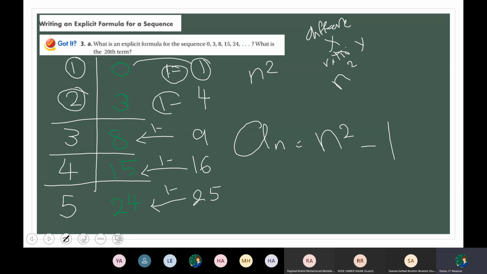And as we see, because this minus 1 is fixed, is constant, is in all the numbers, because of that, I will say that it is minus 1. If it is not constant, I will use another formula. If not, it will not be true. This is how we find a sub n.